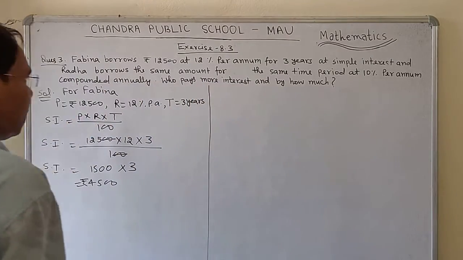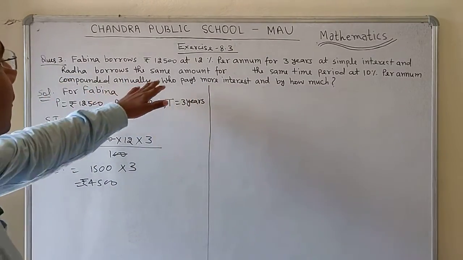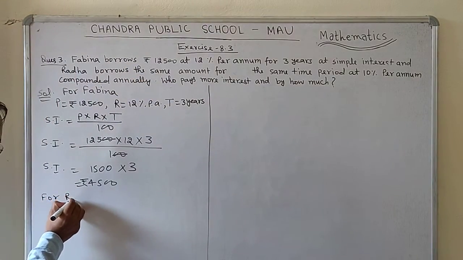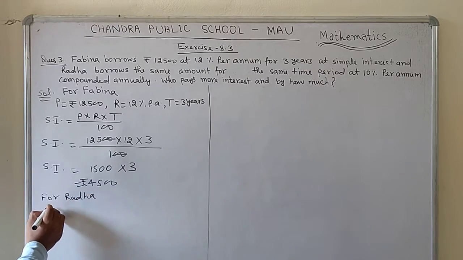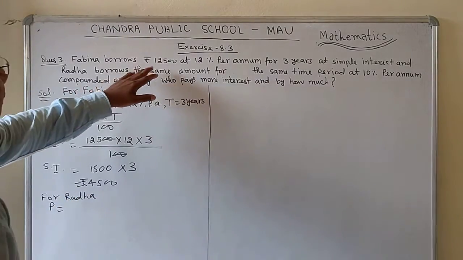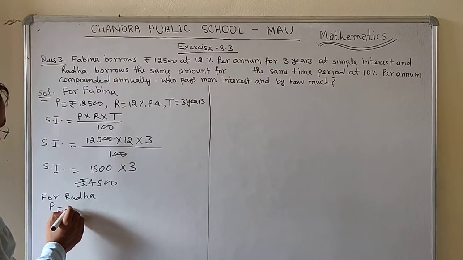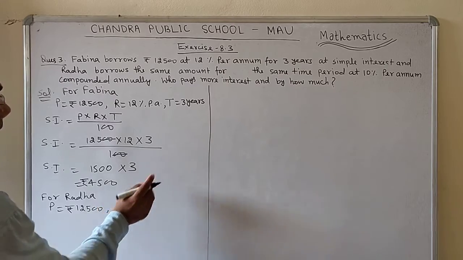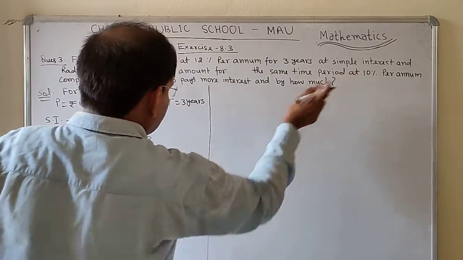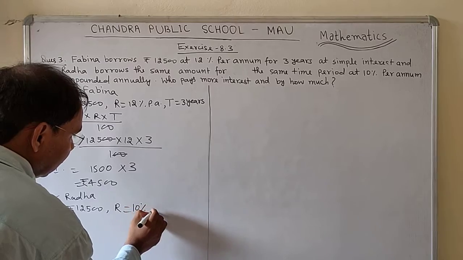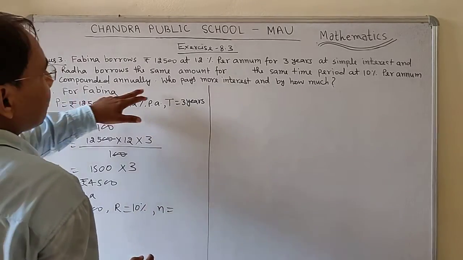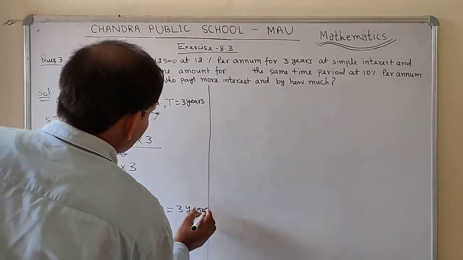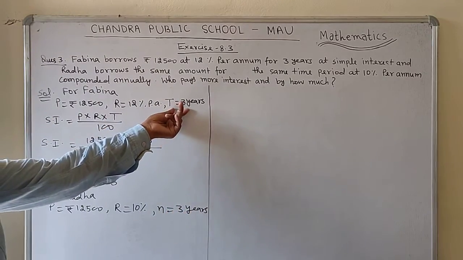Now I am going to calculate for Radha. Radha is going to borrow the same money. Principal amount will be the same, rupees 12,500. Rate percent in the case of Radha is 10%. And time is the same, as it is given that it is for the same time period. So N equal to 3 years. Both are the same. In the simple interest formula T is written, so here T equal to 3 years.